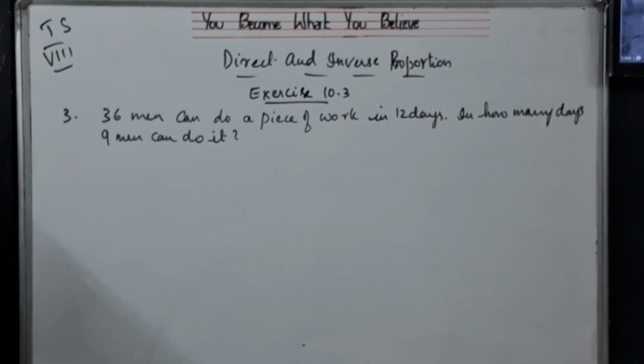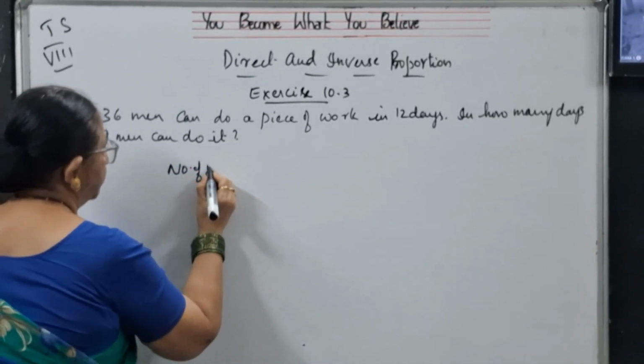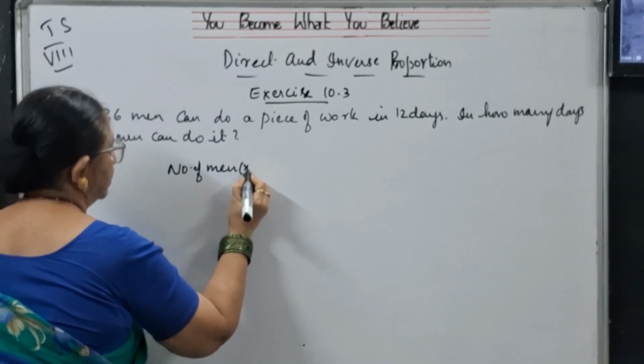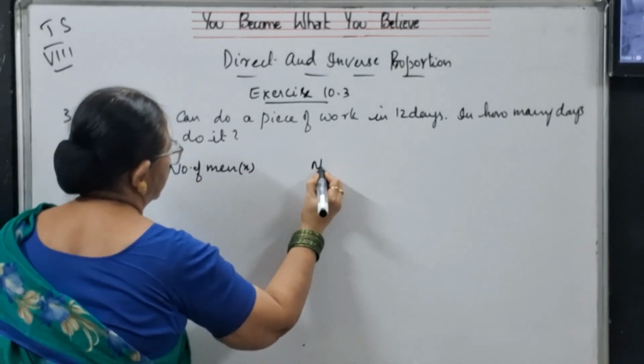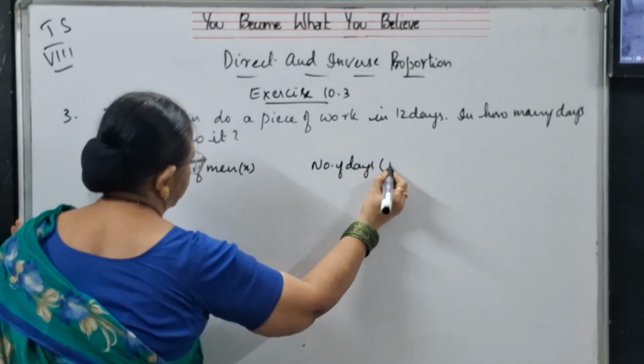Now I am dealing with 8th class maths, direct and inverse proportion, exercise 10.3. This is third problem. 36 men can do a piece of work in 12 days. In how many days 9 men can do it? So here you have got number of men, consider it as x, and number of days, consider it as y.